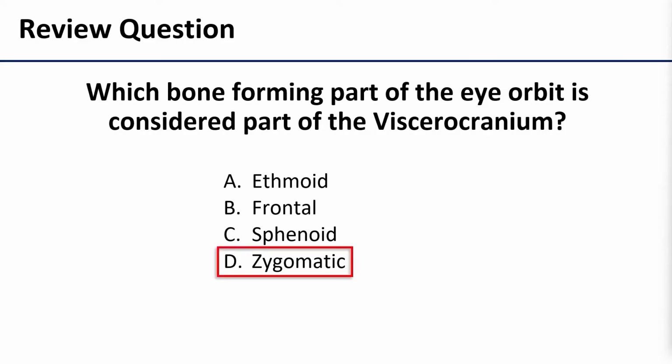And the correct answer is the zygomatic. Now, remember I said that the main defining feature of a neurocranial bone is that it touches the brain. The ethmoid, the frontal bone, and the sphenoid bone all have portions that touch the brain. The zygomatic is the only one of these that is entirely out on the face, making it that lateral portion of the cheeks.